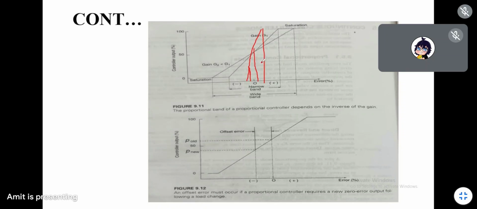So basically, when your gain is very high, your proportional controller will just act as an on-off controller. If the error is positive, it will be on. When the error is negative, it will be off. Only a two-state controller. So what is the advantage in that? That's why you cannot just increase this gain. There is a certain limit.